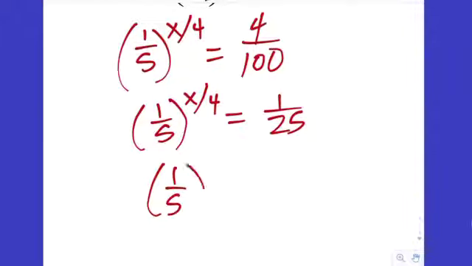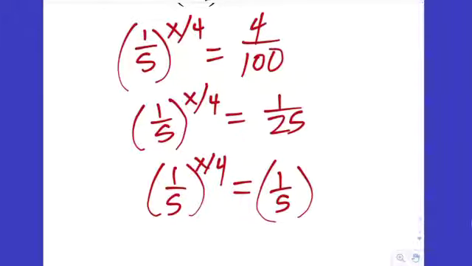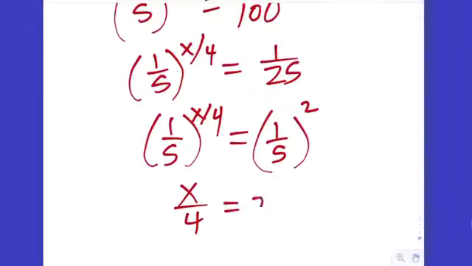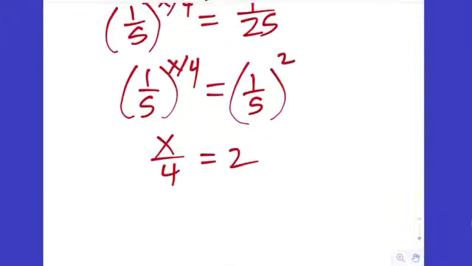In that case, the left side would be already ready to go, and 1/25 is the same as 1/5 to the what power? Squared. Okay? So now we have 1/5 to the blob equals 1/5 to the blob, so we can equate the blobs. x divided by 4 equals 2. And now all you have to do to solve for x is multiply both sides by 4, and you get 8.